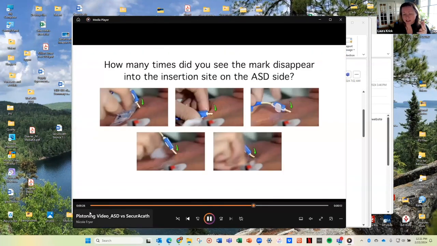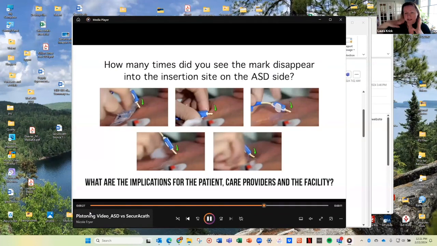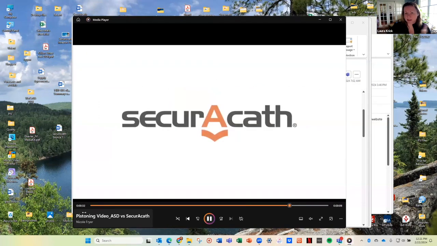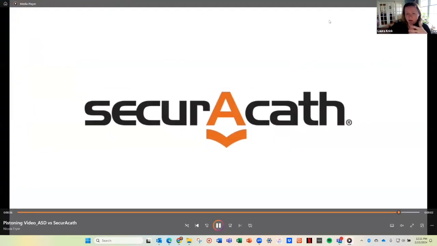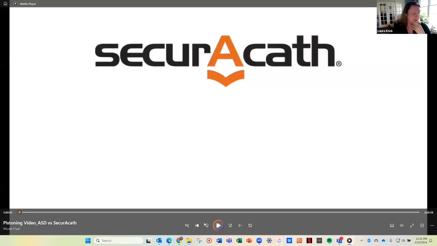Now, there are several studies in our peer-reviewed publications that have dwell times well over 2 years. And again, PICC lines tend to dwell anywhere from 6 weeks to 6 months, sometimes years if necessary. SecurAcath can be one device that secures it from beginning to end.